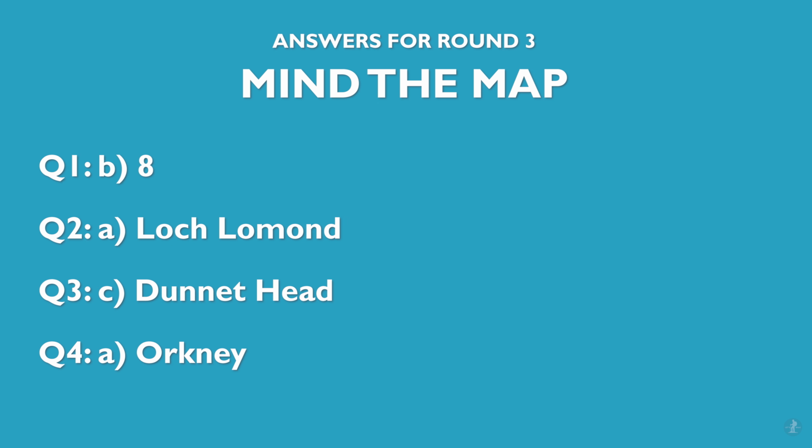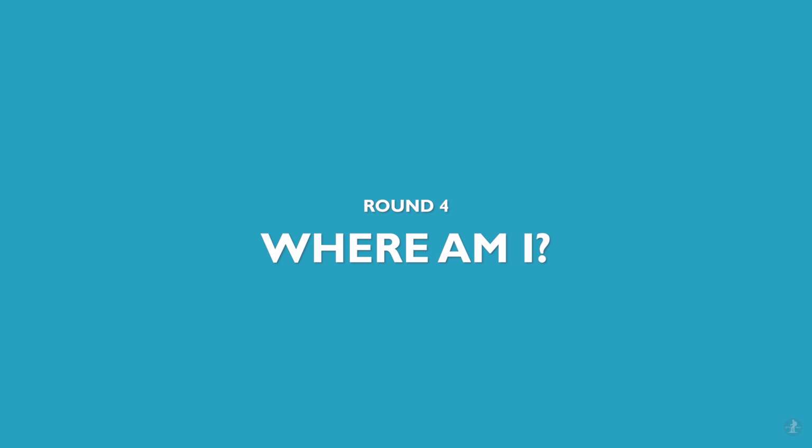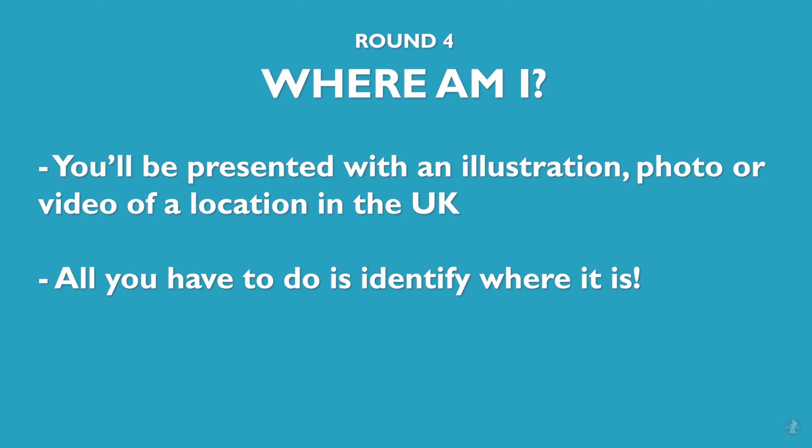So that's the end of round 3. Count up your score from those 4 questions before we move into our final round for the week. This is our picture round, and to put it very simply, you'll be presented with an illustration, photo, or video of a location in the United Kingdom, and all you have to do is identify where it is. Got it? Great. Then let's get started on our final round with question 1.